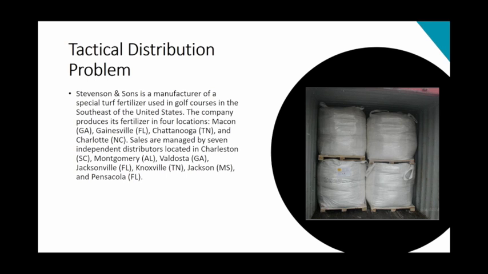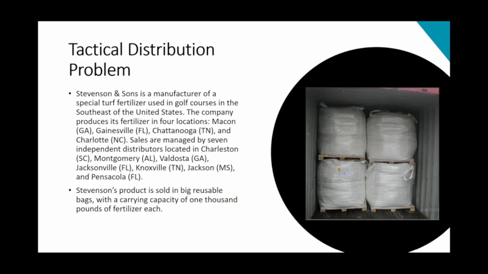Stevenson & Sons is a manufacturer of a special turf fertilizer used in golf courses in the southeast of the United States. The company produces fertilizer in 4 locations: Macon, Gainesville, Chattanooga, and Charlotte. Sales are managed by 7 independent distributors located in Charleston, Montgomery, Valdosta, Jacksonville, Knoxville, Jackson, and Pensacola. Stevenson's product is sold in big reusable bags with a carrying capacity of 1,000 pounds of fertilizer each.